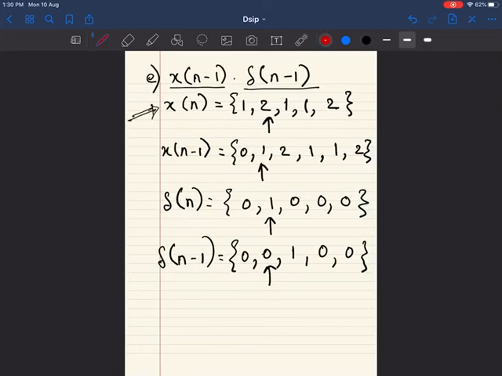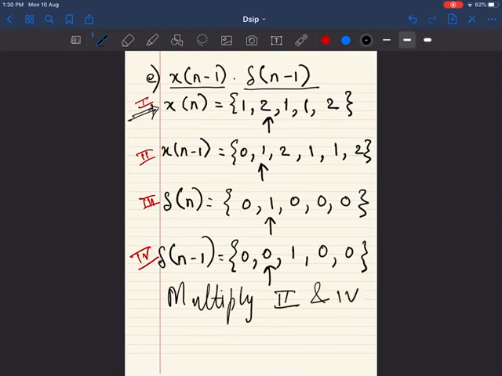Okay. So let's say this is 1, this is 2, this is 3 and this is 4. To get the answer, what I have to do is multiply 2 and 4. So the solution is x of n minus 1 into delta of n minus 1. Final series is multiply, looking at the position of the signal and the position of the arrow, the final series will be given as this. This is how the final series will look like.